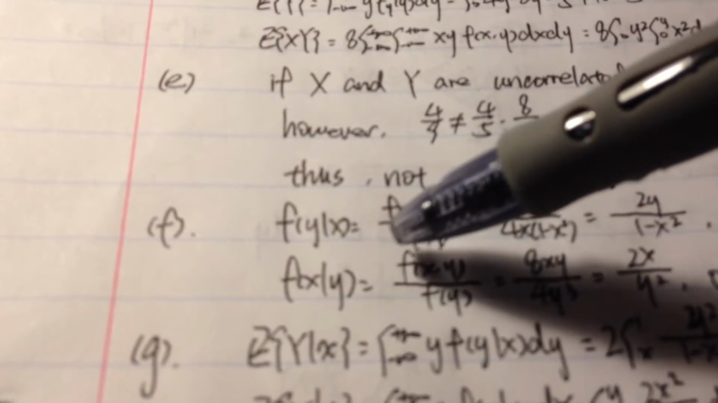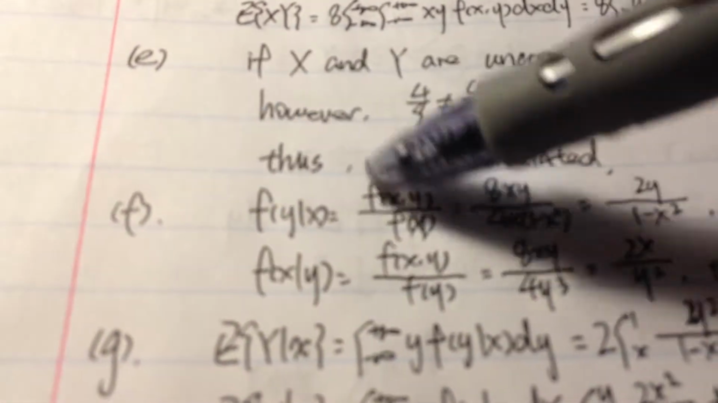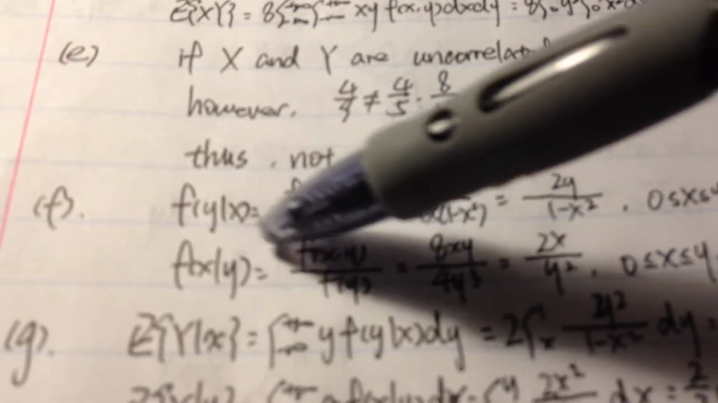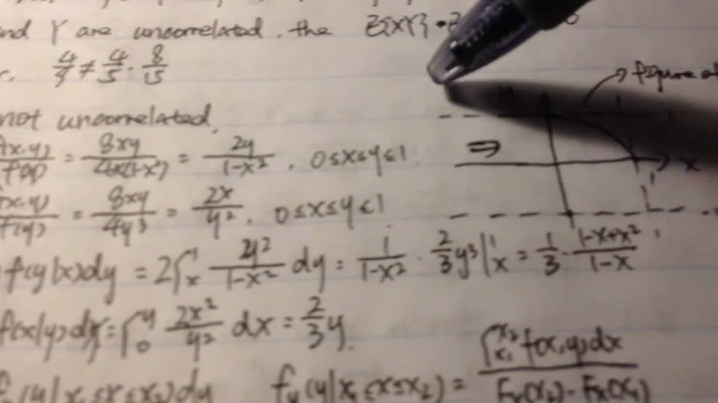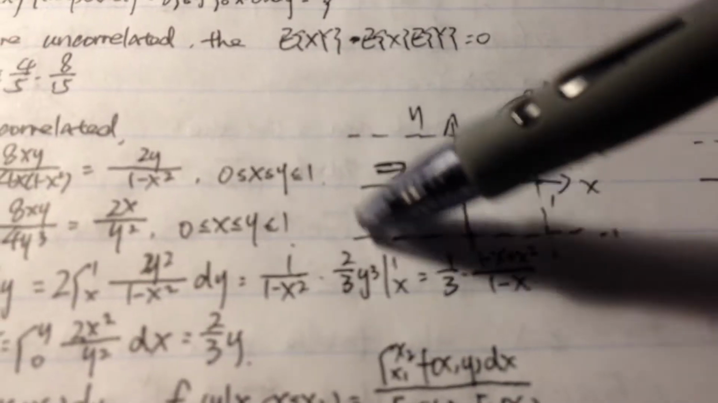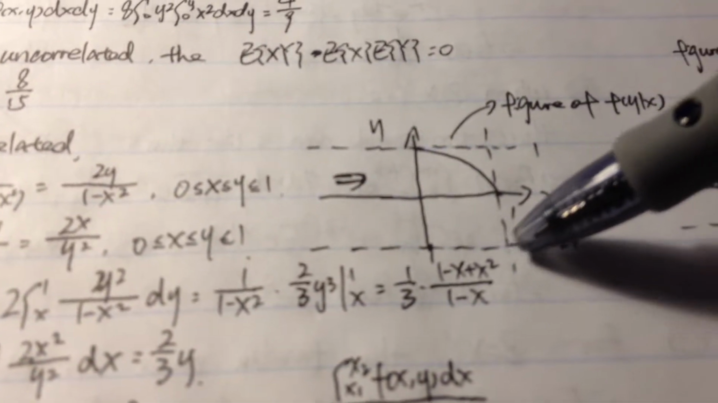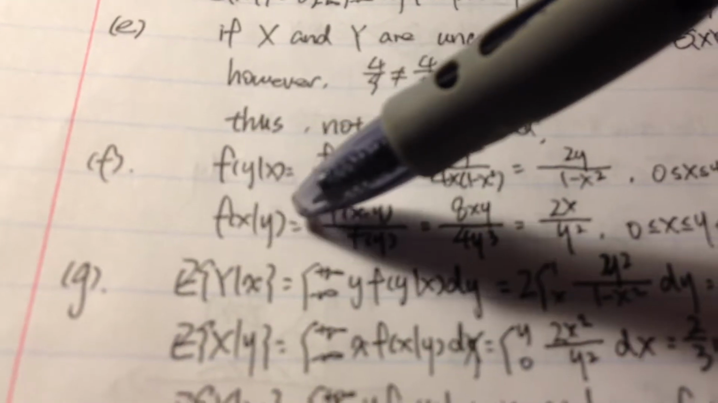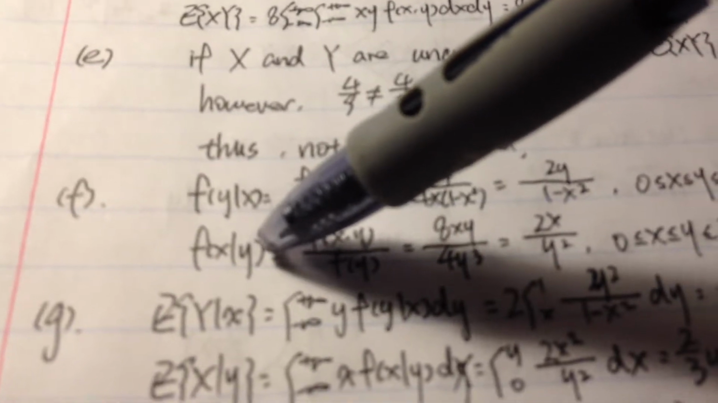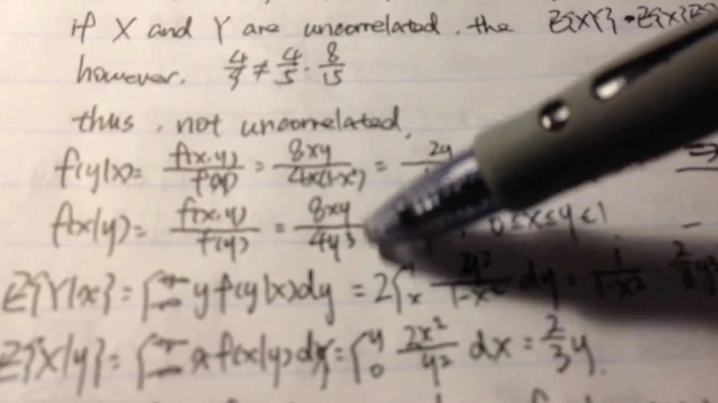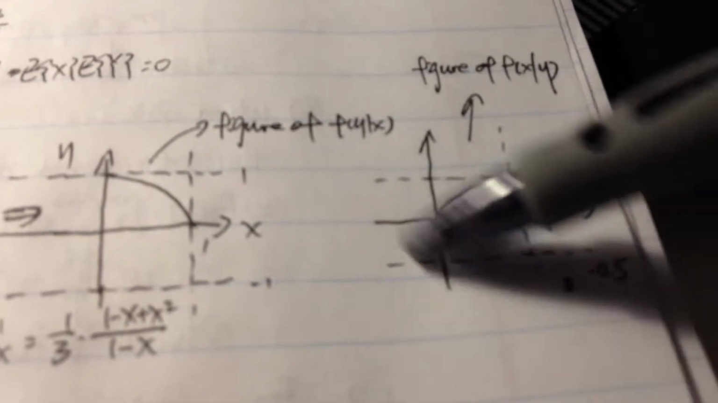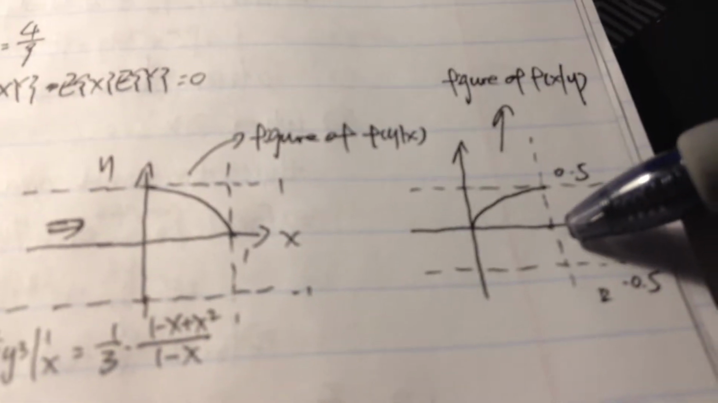the conditional density function of this part equals this one according to the definition, so we can calculate and plot the diagram of this part like this. And the conditional function when y equals y, this part equals this one, and we can draw it. Its diagram is just like this.